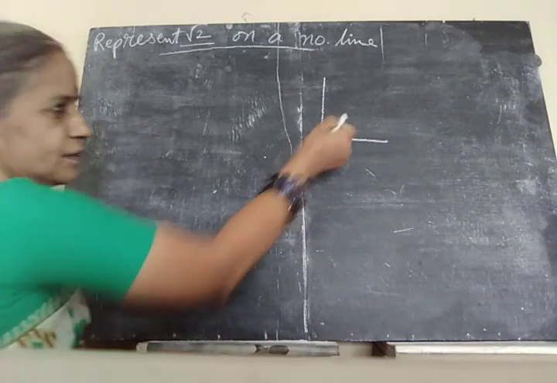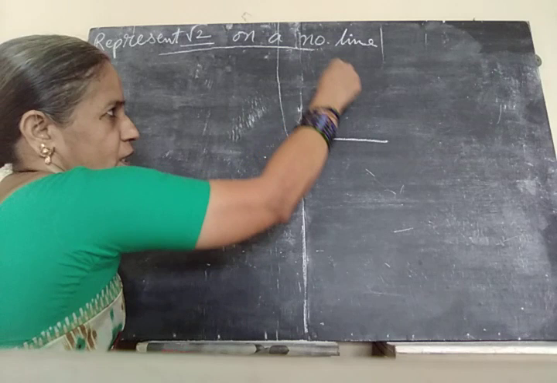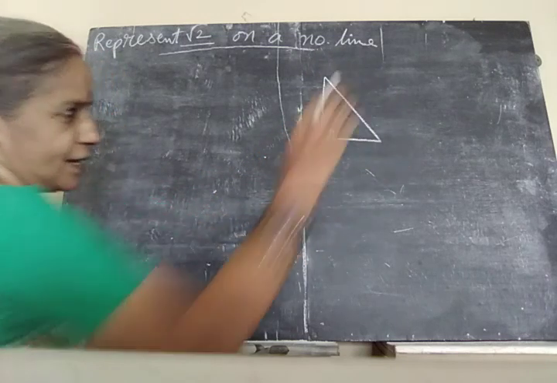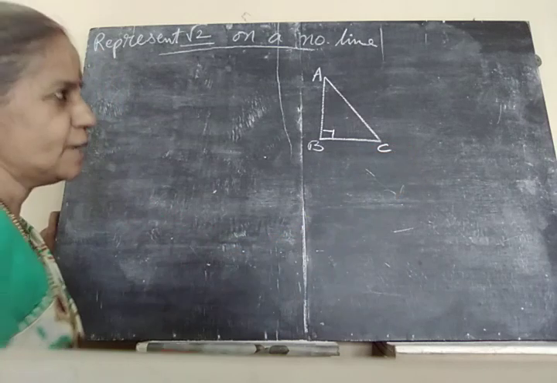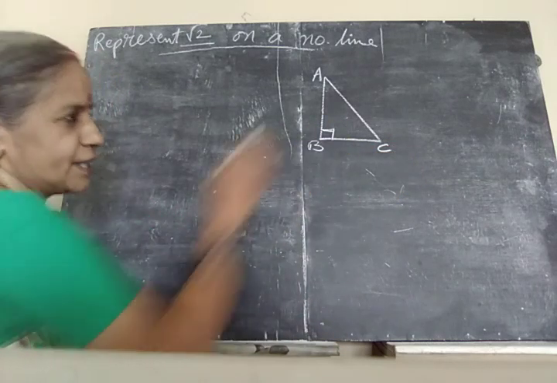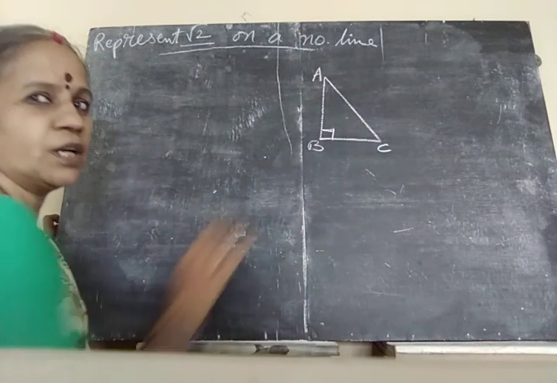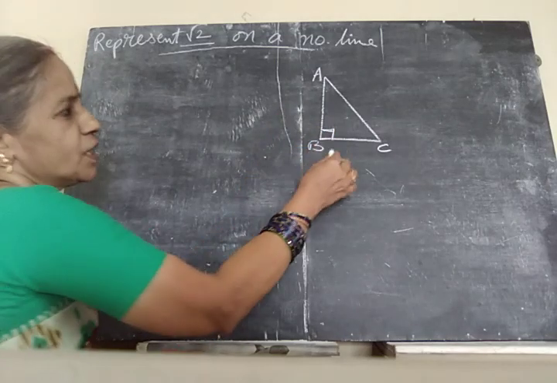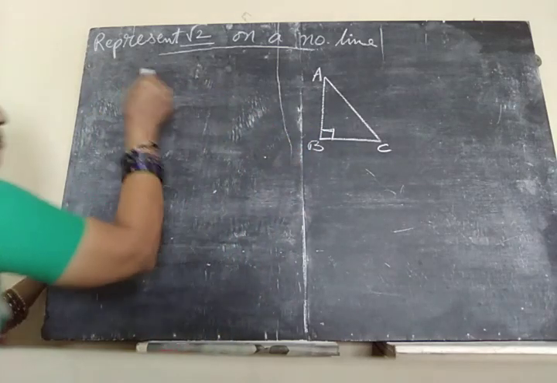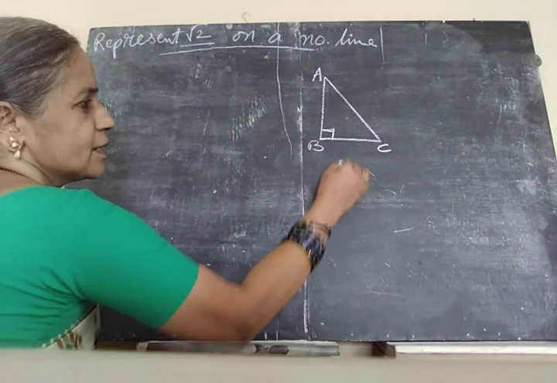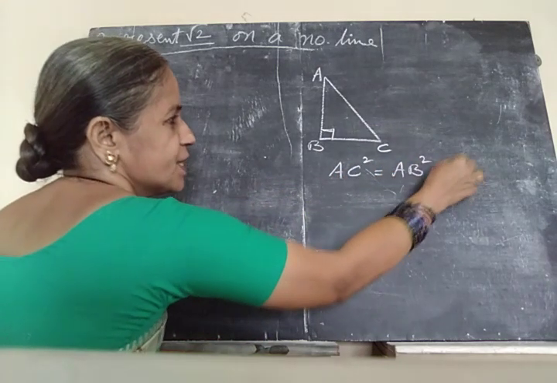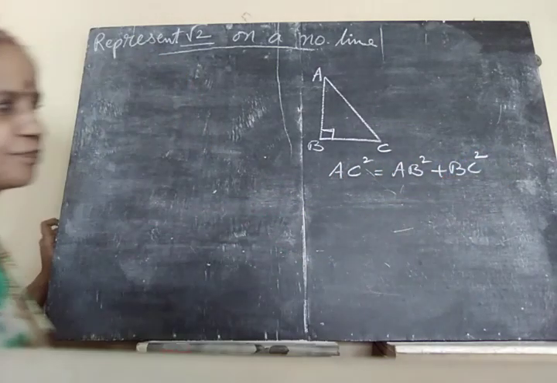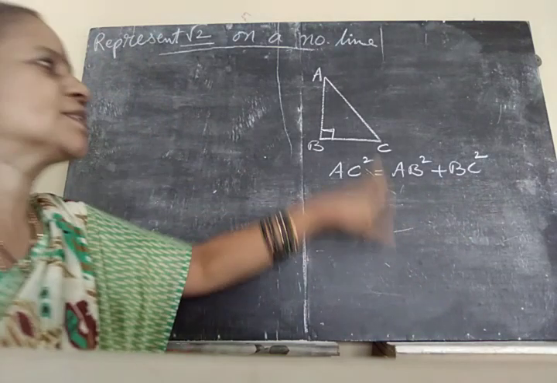What is this angle? Right angle. Now in the right angle triangle, let it be ABC, angle B is the right angle. Then what is AC called? Hypotenuse. Now by the Pythagoras theorem, AC square is equal to AB square plus BC square. Okay, this is the Pythagoras theorem.